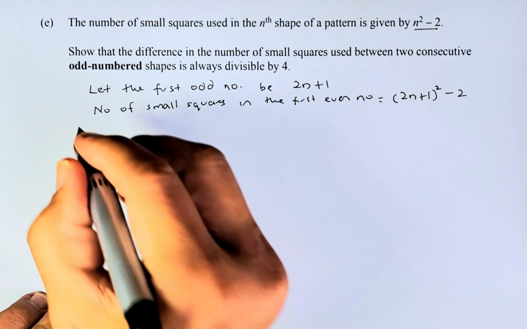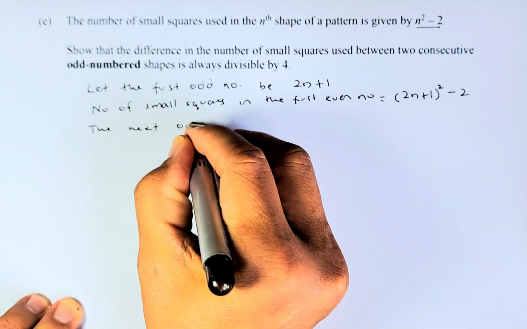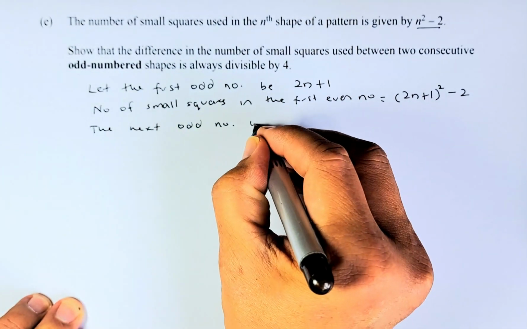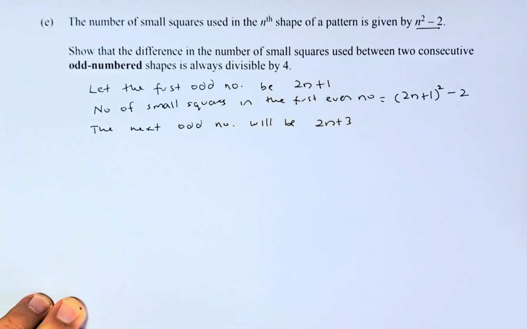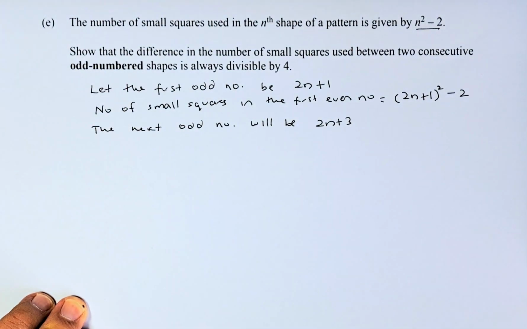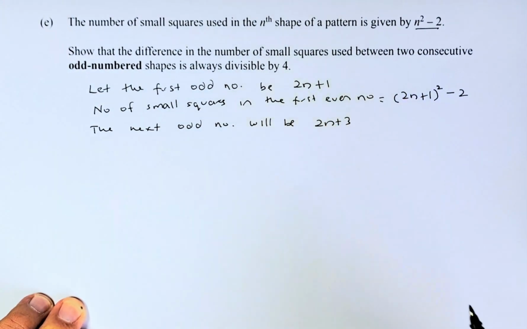So the next odd number will be 2n plus 3, because the next odd number is always 2 more than the previous one. If it is 5, the next number is 7, so you're going to add 2 more. So 2n plus 1 plus 2 is going to be 2n plus 3.